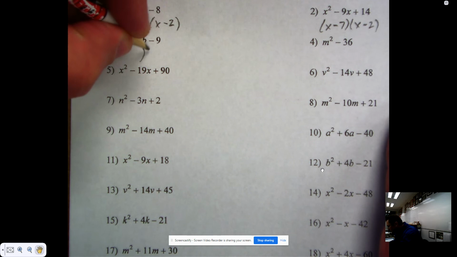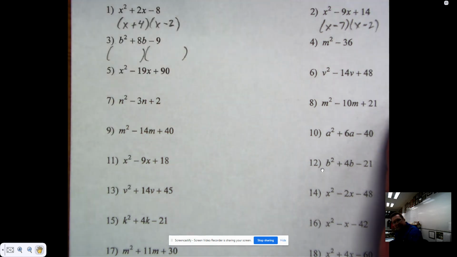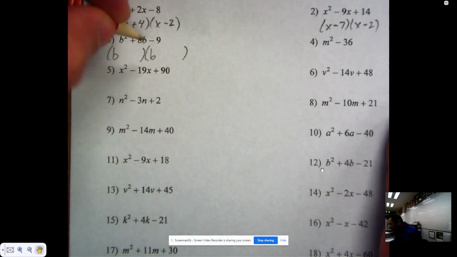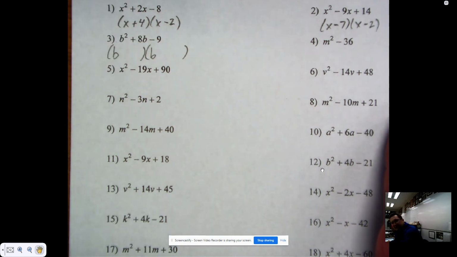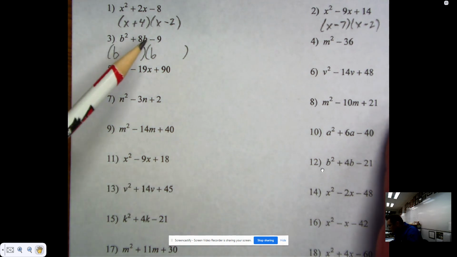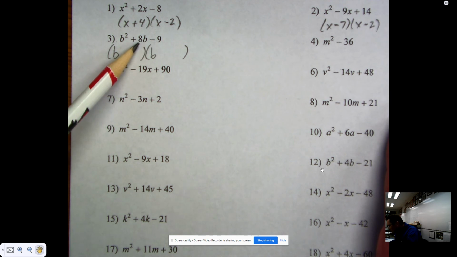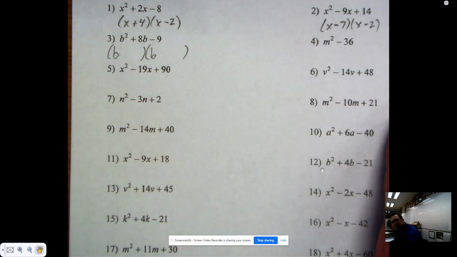And so what we're going to do is we're going to say, I bet this factors into two binomials. And so we have a b squared. We'll put a b here and a b there. And then after that, it becomes a little number game, really. You need two numbers that multiply to negative 9, and that have a difference of 8. And so two numbers that multiply to 9 and have a difference of 8. And those two numbers are 9 and 1.